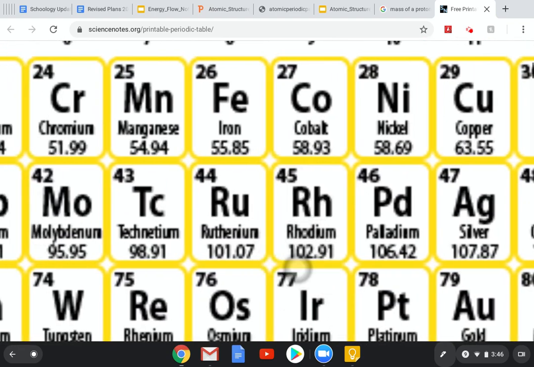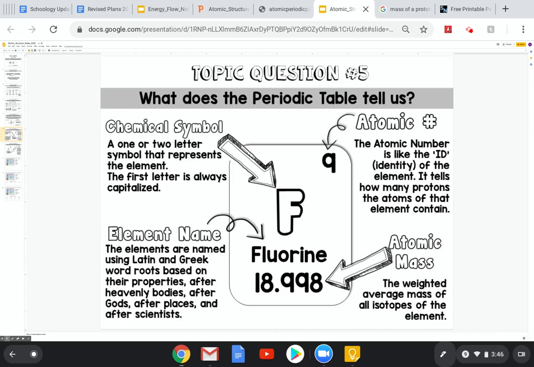Element 26 is going to be iron. So we're going to be talking about, what does 26 mean? What does Fe mean? What does the name mean? And what is this number down here with this decimal place? That's what we're about to dive in and understand. All right, so let's go in here and figure it out.